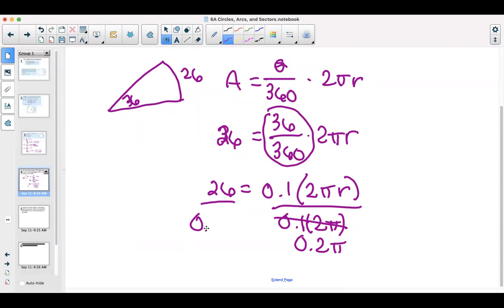So if I divide both sides by 0.2 pi, I end up with 41.4 is equal to your r, and then I believe it's in centimeters. So 41.4 centimeters would be our radius here.